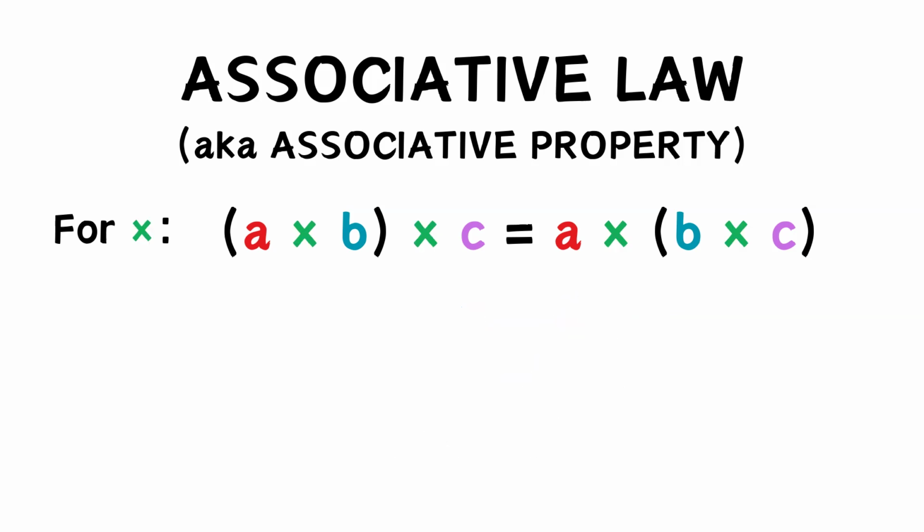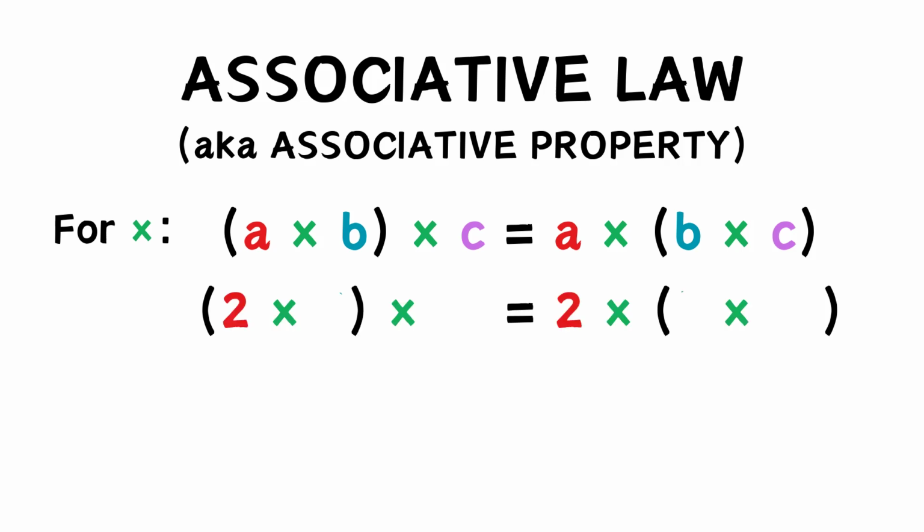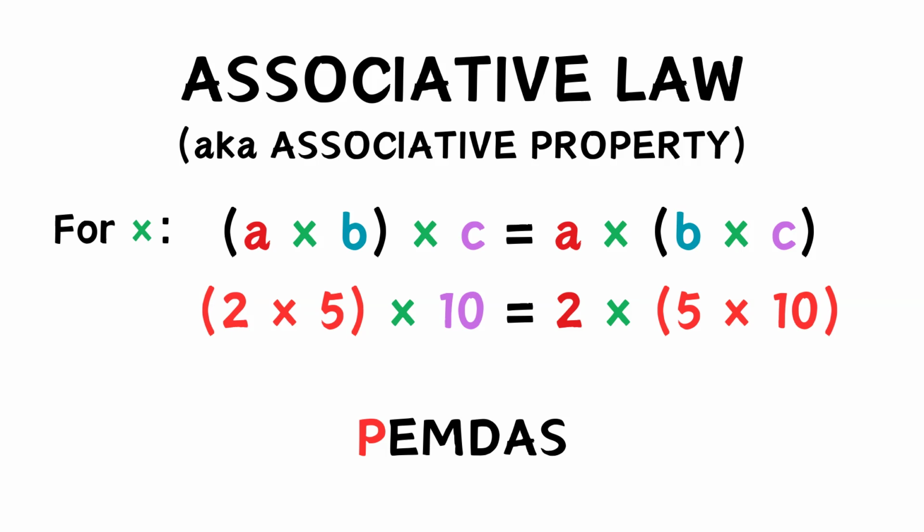Now let's try the associative law for multiplication. Let's use different values for a, b, and c. Let's use 2 for a, 5 for b, and 10 for c. Okay, so to start, we need to do the parentheses first according to the order of operations.